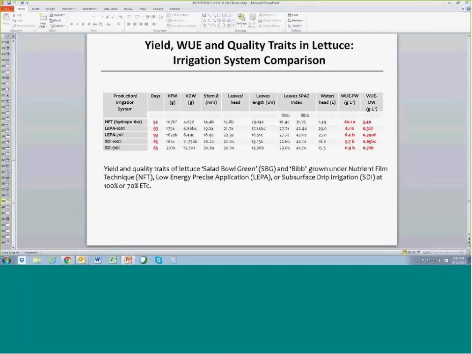If you look at the last two columns in red color, you will see that WUE stands for water use efficiency. You see that the plants growing in hydroponics have a tremendous amount of efficiency, 80 grams per liter as compared to 6 to 11. So much higher water use efficiency. Next one.